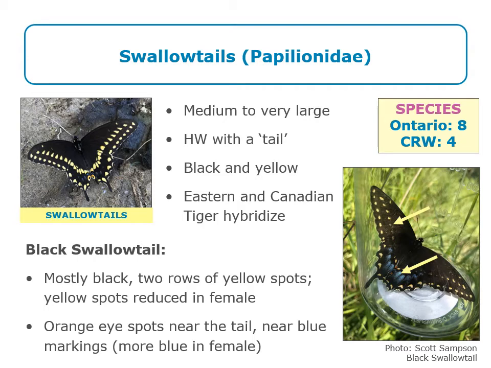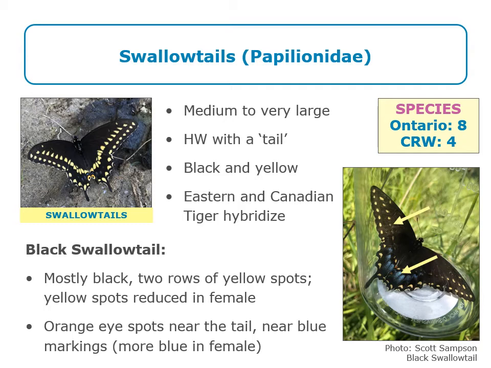Finally, the swallowtails are medium to very large butterflies. In fact, the largest butterfly in our watershed is the giant swallowtail. And if you see one of those, you will in fact be shocked almost at how large it is. It's like a bird. The hind wings of swallowtails have a tail, like their name implies. And they're all some combination of black and yellow.